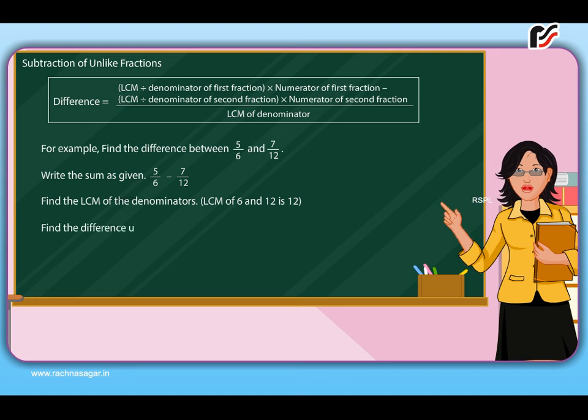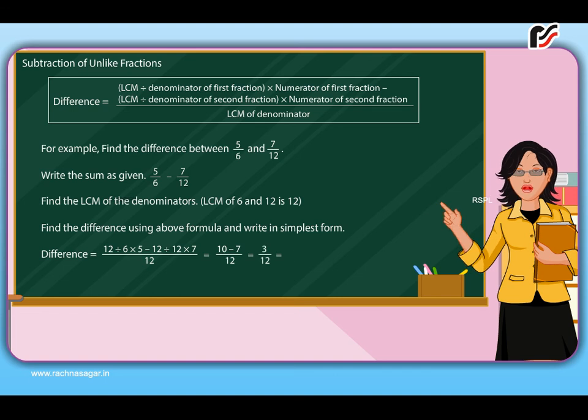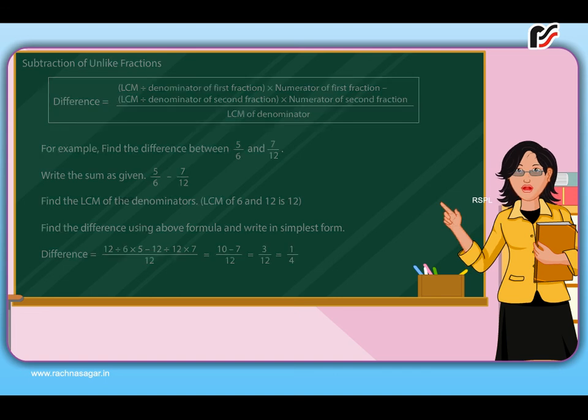Find the difference using above formula and write in simplest form. Difference is equal to 12 divided by 6 multiplied by 5 minus 12 divided by 12 multiplied by 7, whole divided by 12, is equal to 10 minus 7, whole divided by 12, is equal to 3 by 12, is equal to 1 by 4.